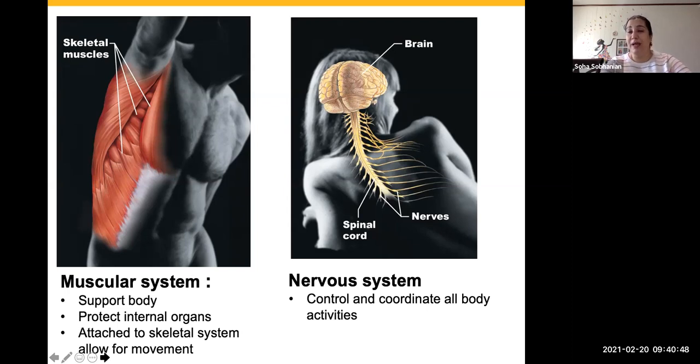So it includes your brain, which is the big boss, and then, as you can see, your spinal cord, which we just mentioned earlier, and all the nerves that are spreading throughout your body. We go into a lot more detail when we talk about the nervous system later on in the nervous system lecture.